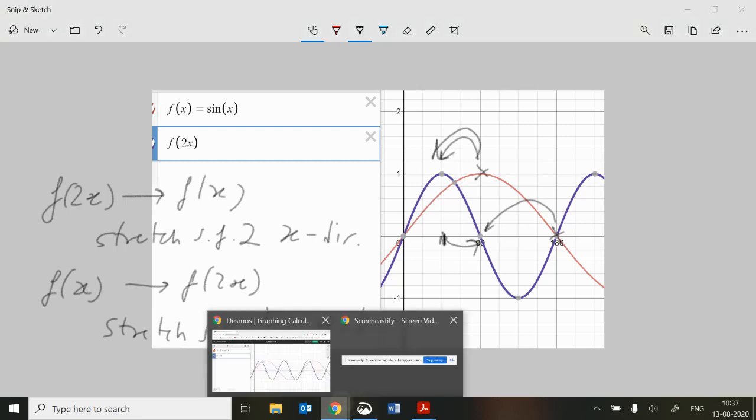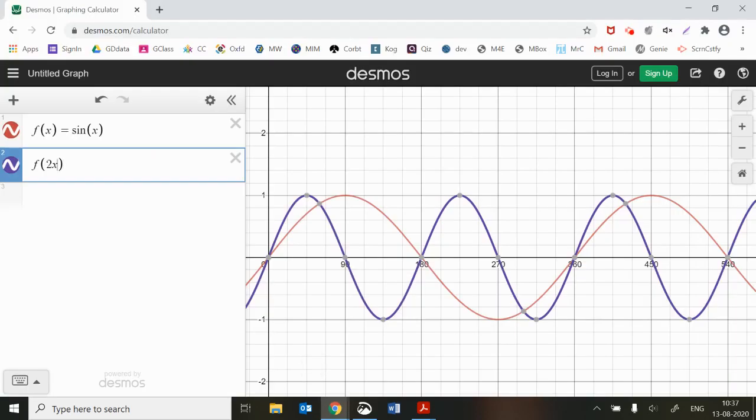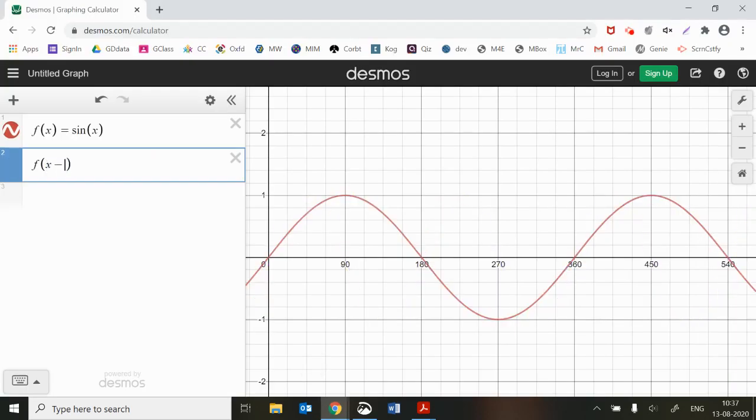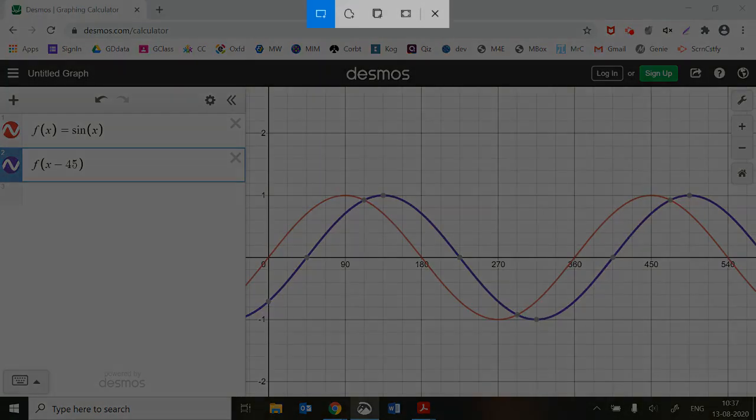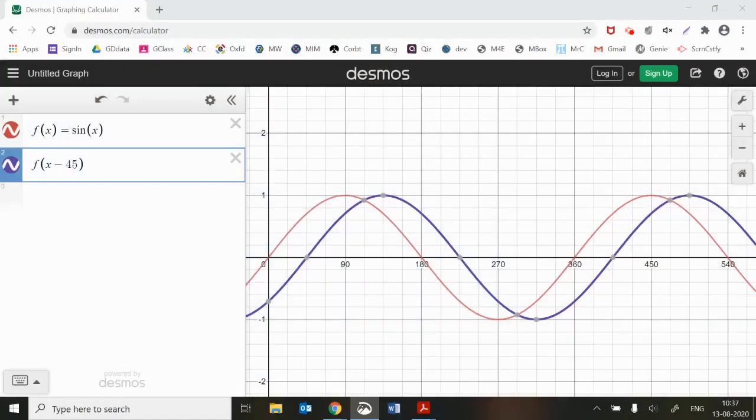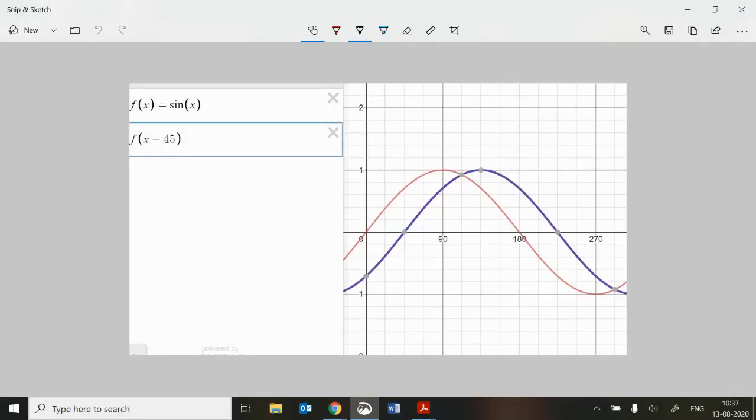Okay, and we're going to do the same thing with, let's do x minus 45 there. We'll do the same thing with a translation. I'm just doing the single case in this version. And similarly, here, if we wanted to go from f of x minus 45 to f of x, well, that's the normal way round. So f of x minus 45, that's the purple graph here.